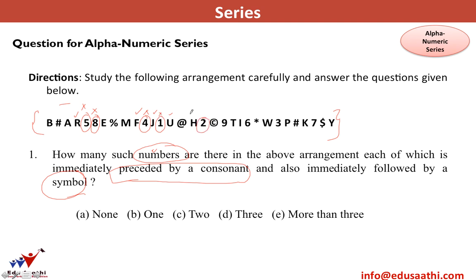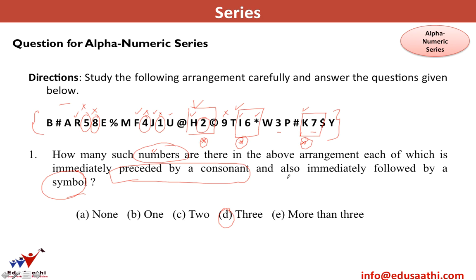I have 2, H is a consonant, and this C is a symbol. So this is the first number which lies in my set. I have a 9 here, not preceded by a consonant, so this is wrong. I have 6 preceded by a consonant followed by a symbol, so this is again in my target set. 3 again not, because not followed by a symbol. 7 again in my set because it is preceded by a consonant and followed by a symbol. So what is my answer here? I have 3 numbers in my set, 1, 2 and 3. So this is the right option.